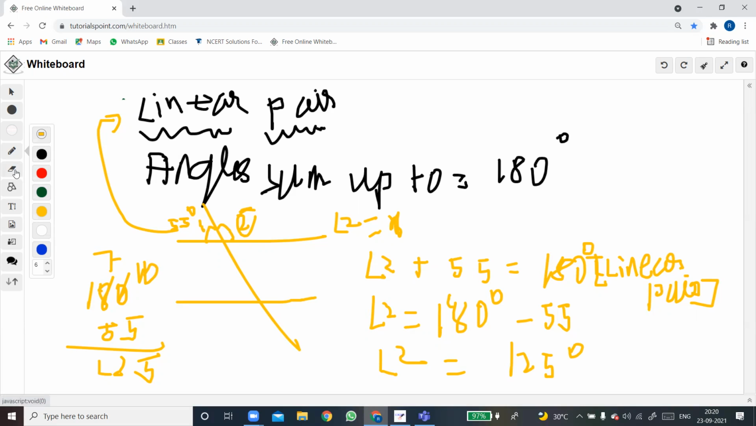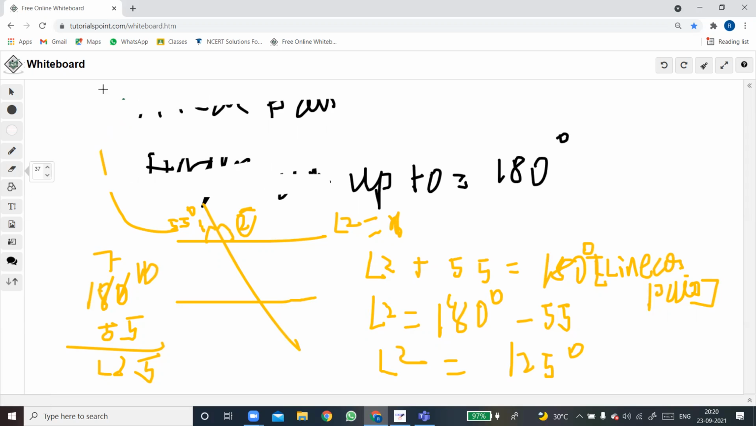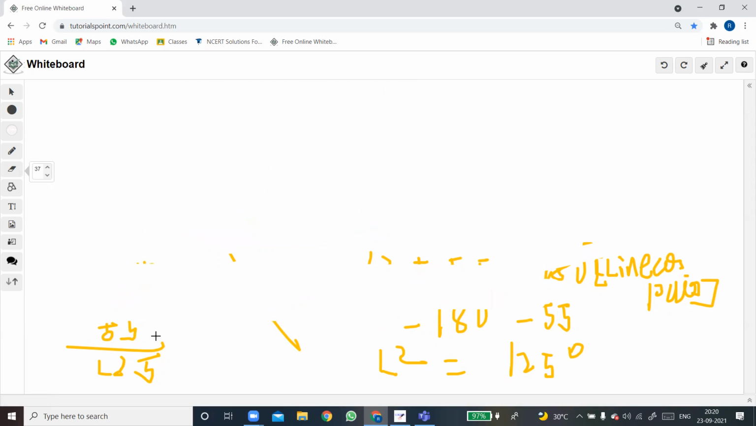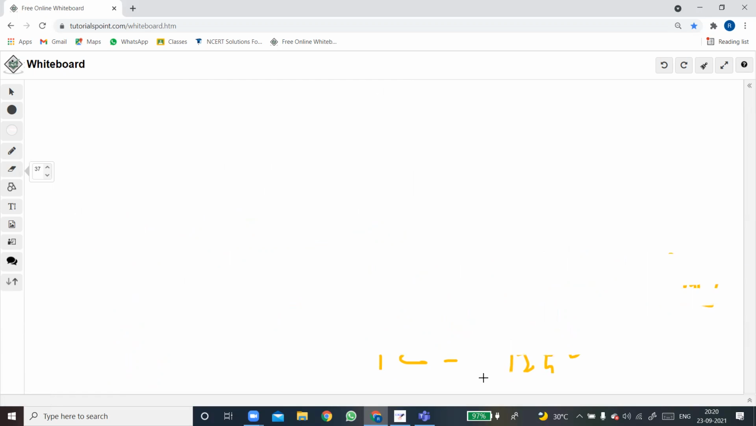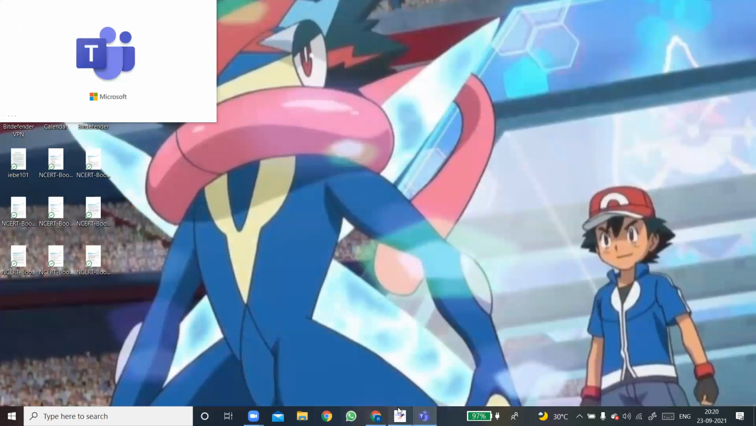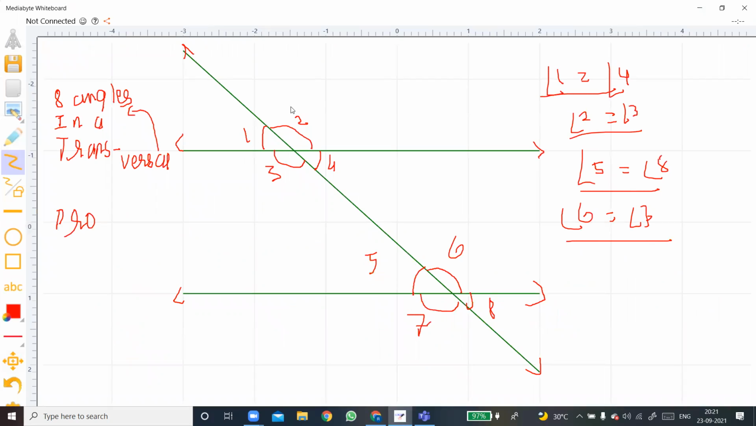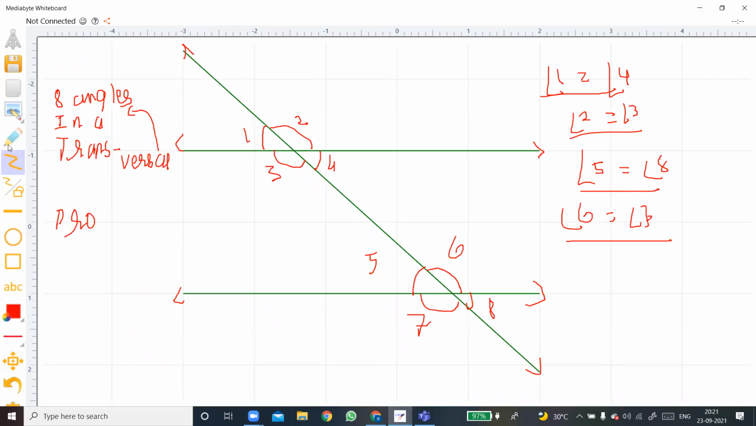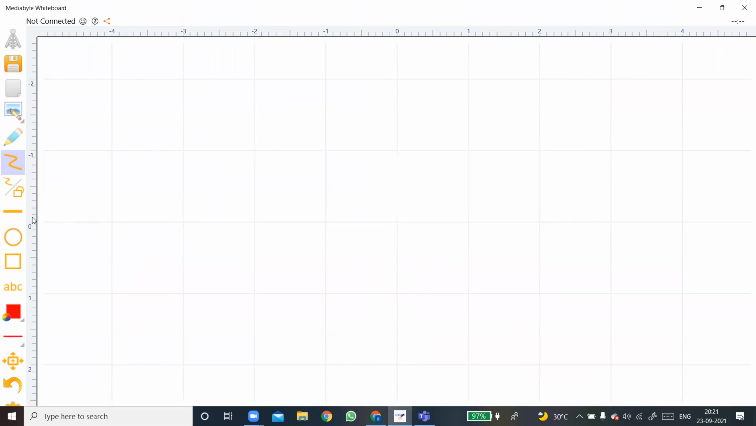Now we are just going to say what are all the angles which are in linear pair. The first one you would have figured out. As per the diagram, I'll write all the angles over there. I'll just clear this page and draw it again. It's just a matter of time.